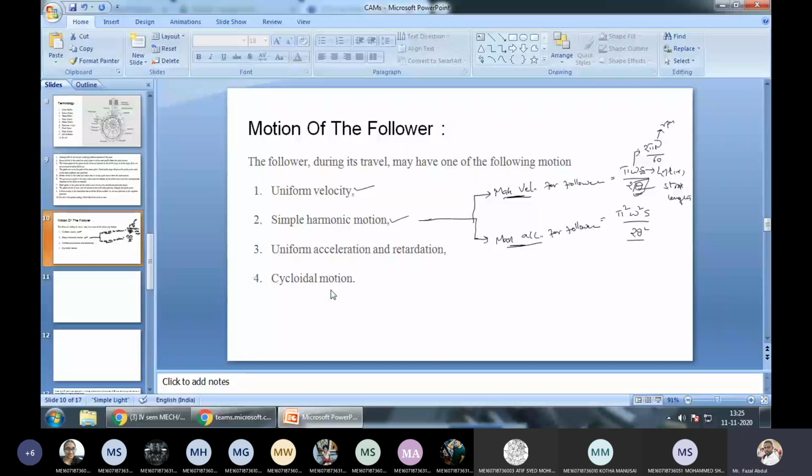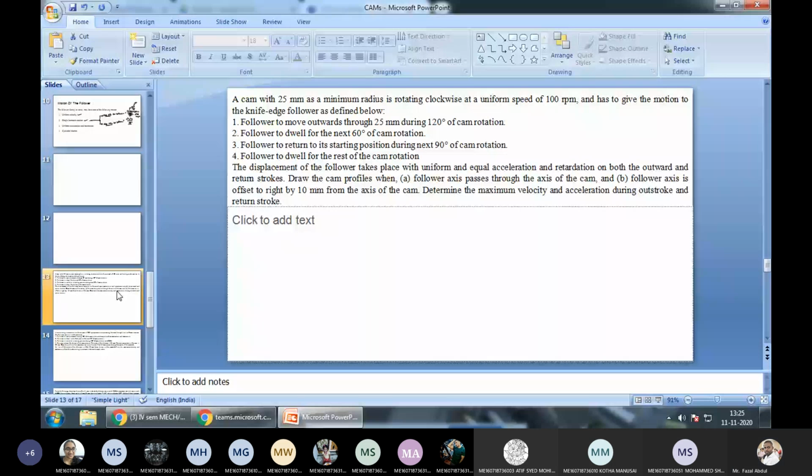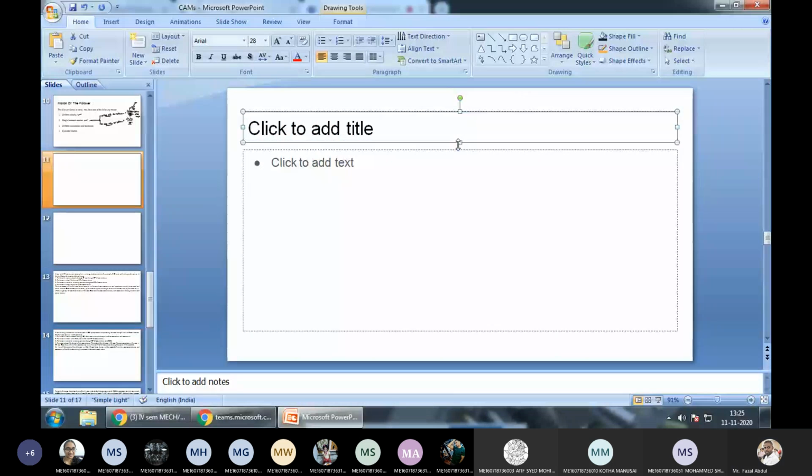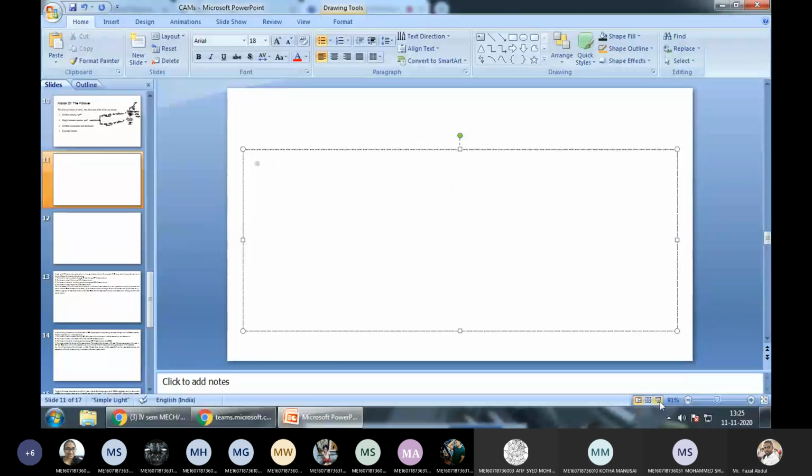A cam with 25 mm minimum radius, rotating clockwise at a uniform speed of 100 rpm. The displacement diagram for the follower takes place with uniform acceleration and retardation. It means the question is asking to draw the displacement diagram with the help of uniform acceleration and retardation. Third category, like that. The third one, uniform acceleration and retardation.